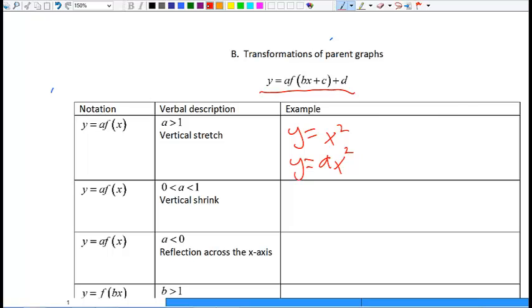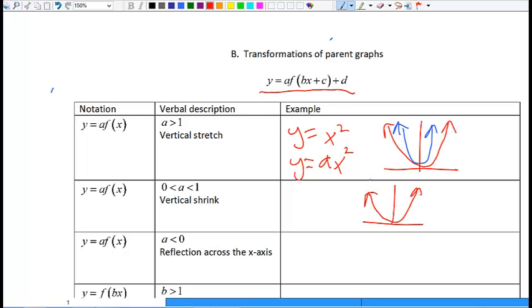So just a quick summary or comparison. I'm going to make the parent graph be red, and I'll make the other one be blue. So if the number out front is something bigger, then we would expect it to be inside the original function, a narrower graph. If the number is smaller, so again, the red one is the parent graph, and the blue one is the transformed one, in this case, we would expect it to be a wider graph than the original parent.